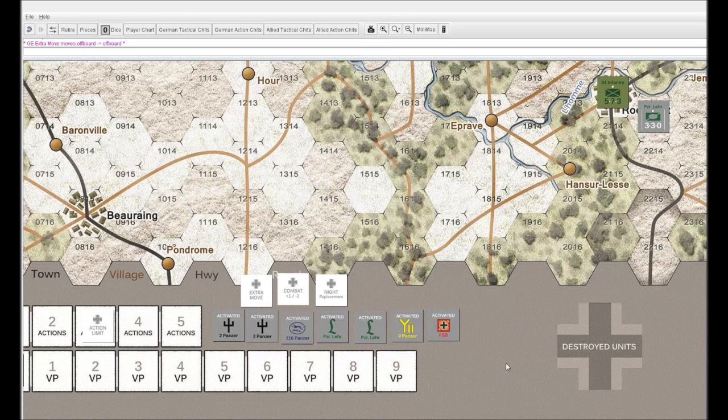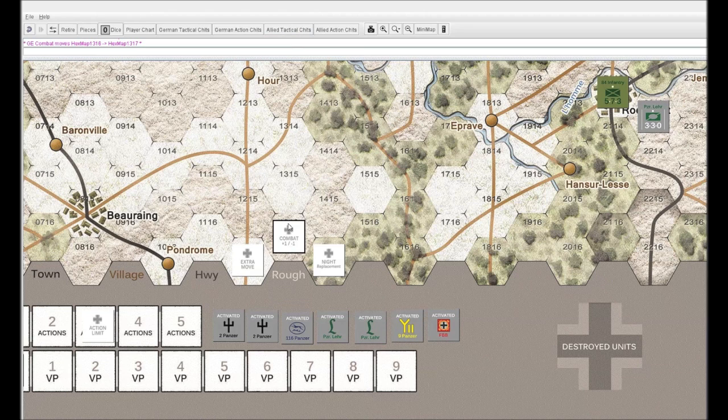We classify the chits into two different types. We have what we call the tactical chits, which represent certain events that can occur during a game turn. For example, this is a combat chit for the Germans, tactical chit. And basically this will give the Germans a +1 or a -1 on one combat during the turn.